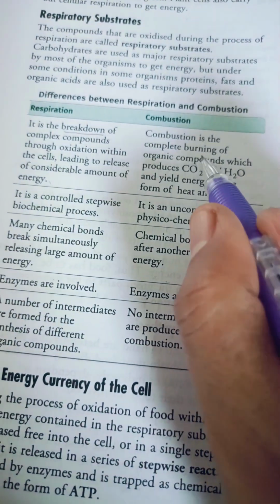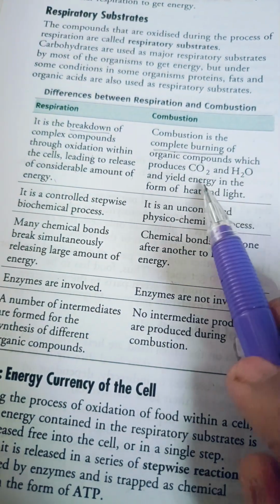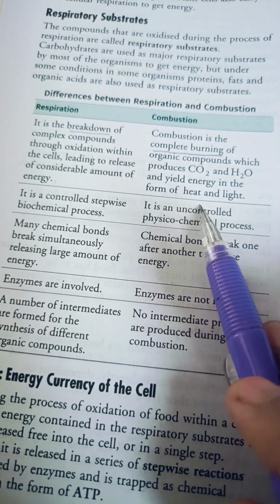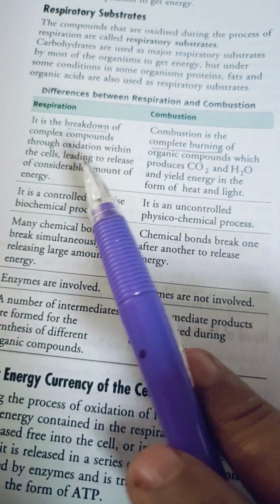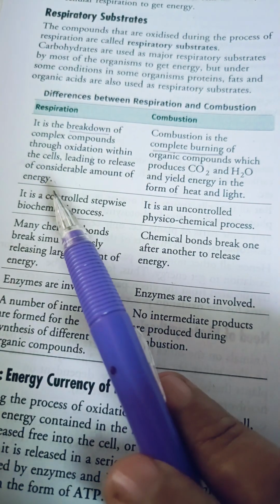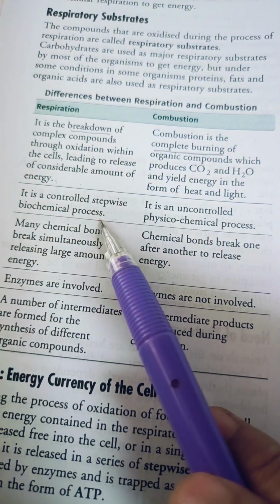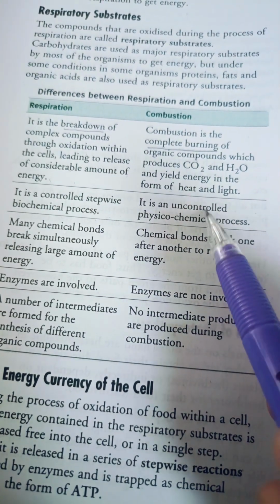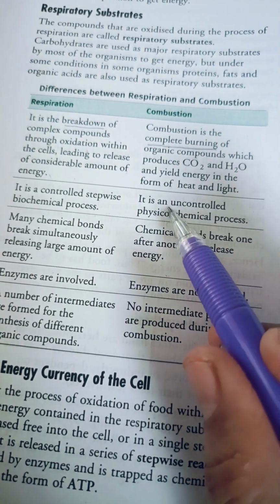Here it is complete burning of organic compounds, which produces CO2 and H2O and yields energy in the form of heat and light. Got it? Here the energy is ATP. Here it is heat and light. In respiration, it is a controlled, stepwise biochemical process. Combustion is an uncontrolled physiochemical process.